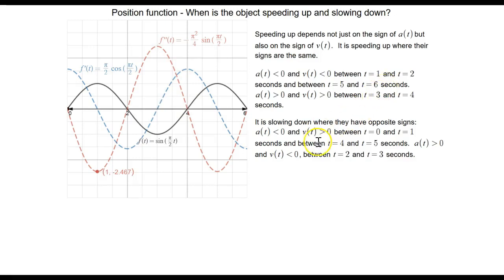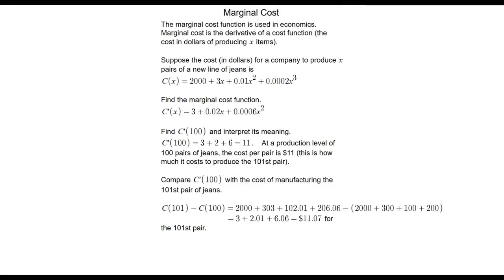It's slowing down where their signs are opposite. So that's where either the acceleration is less than 0 and the velocity is greater than 0, and that's happening between t equals 0 and t equals 1, and between t equals 4 and t equals 5, or where a of t is greater than 0 and v of t is less than 0, and that's happening between 2 and 3 seconds. So that was an example from physics.